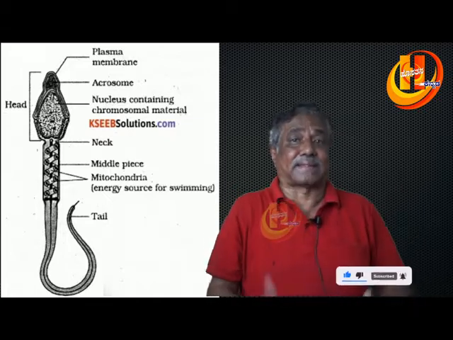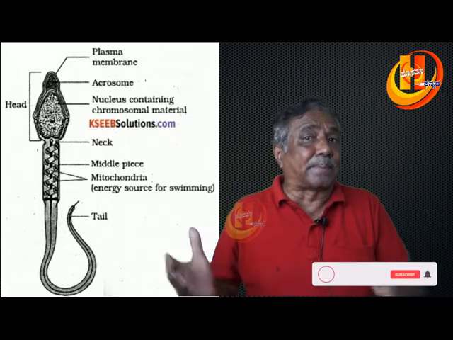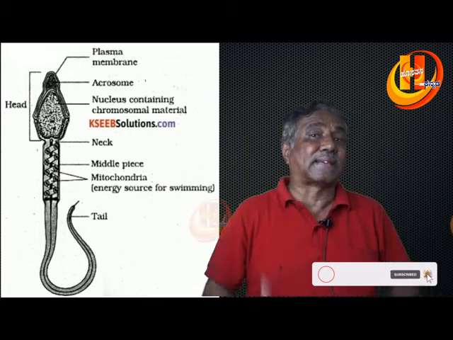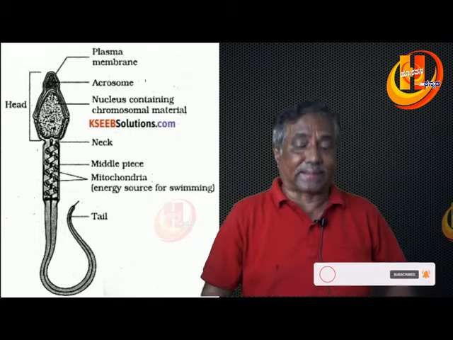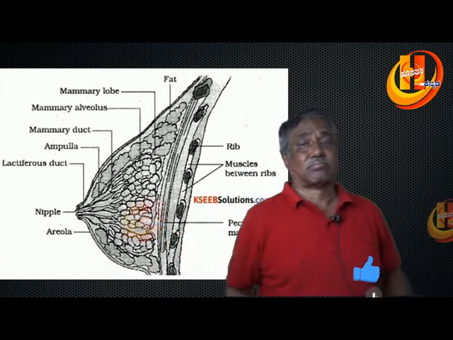Ovaries are the primary sex organs, and in the female reproductive system there are secondary sex organs. Secondary sex organs are mammary glands.